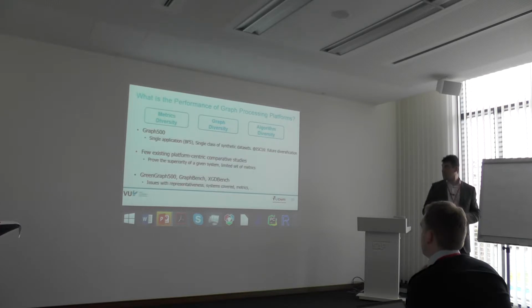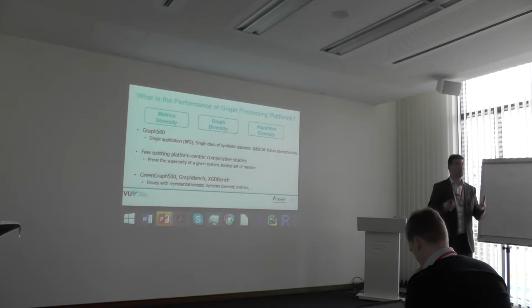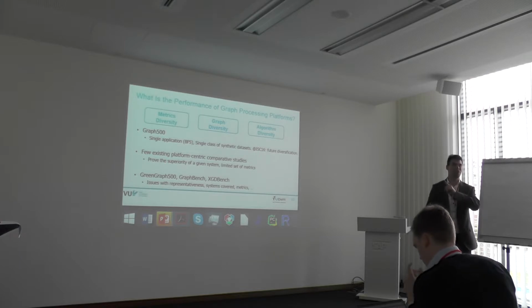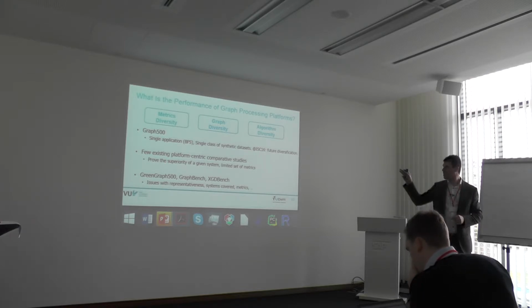So with this in mind, the major alternatives in the space of graph analysis, so full-scale graph analysis, are of course Graph 500. This is, in a sense, the de facto standard in high-performance computing. A single algorithm, BFS. You also heard about it a bit earlier, and just a single type of data set, synthetic, not really representative, and one type of metric.